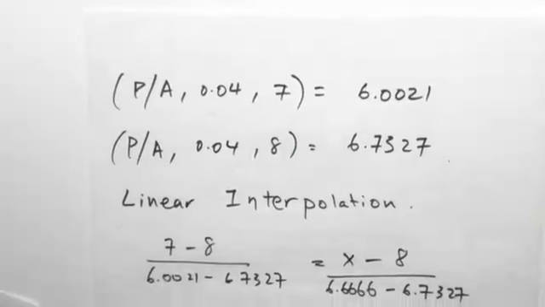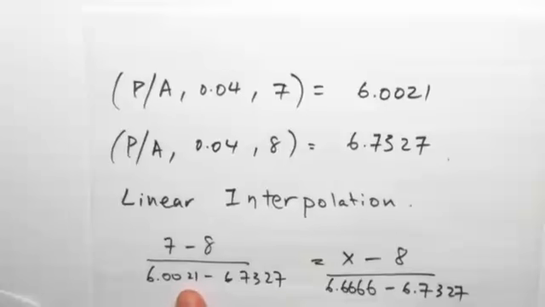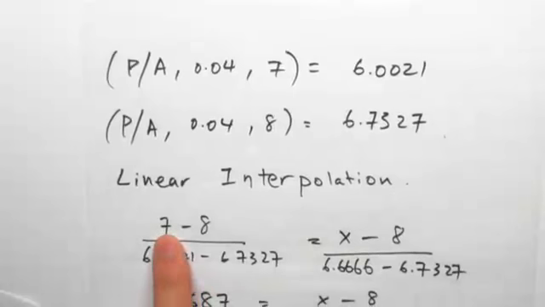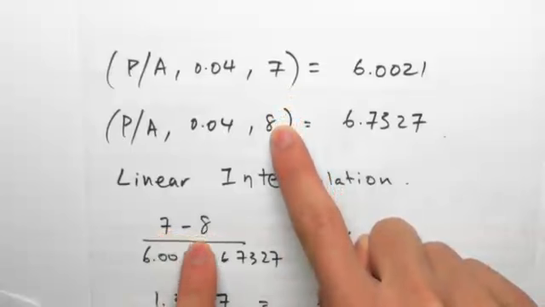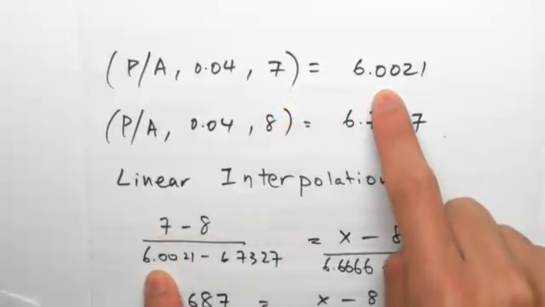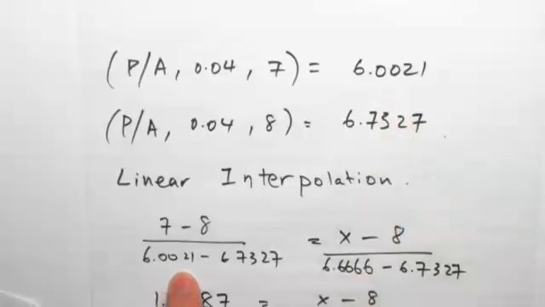You should have done this in SCAD last year. Otherwise, here's how we do it. Essentially it's just your rise over run. So we go 7 minus 8, because the 7 is for this term. We subtract that term and get the equivalent value. So 6.0021 minus 6.7327 has to equal the value we're looking for. So this is the time period minus 8, you could do 7, it doesn't matter, divided by the value we know for that N, which was 6.666 minus 6.7327.